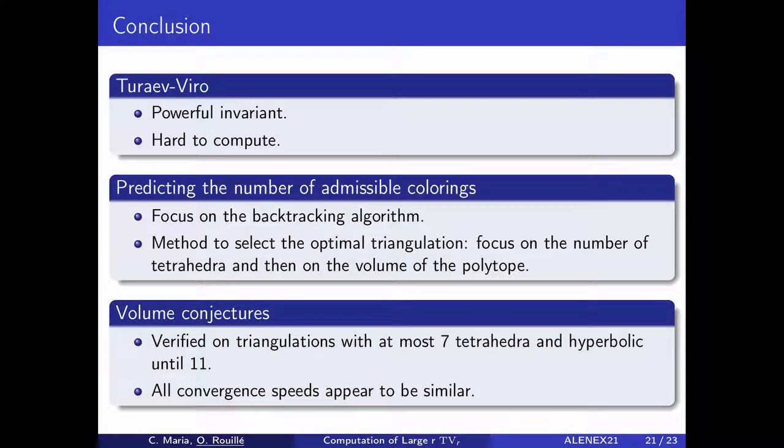We used this work to study and verify the conjectures for all manifolds with triangulations with 70 tetrahedra or less, and hyperbolic manifolds with 11 tetrahedra or less. We also checked the convergence speeds, and they appear to be similar. Further work on this would include studying the effect of characteristics of the manifold, such as their homology groups, for instance, or the number of tetrahedra on the convergence speeds, and on the values of the sequences themselves.